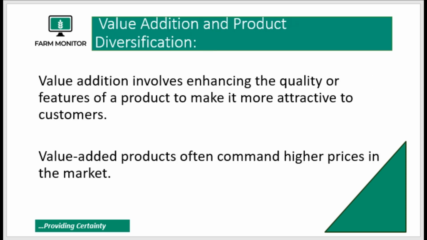Value addition and product diversification. This enhances the quality of features of a product to make it more attractive to customers. So value addition involves enhancing the quality of features of a product to make it more attractive to customers.